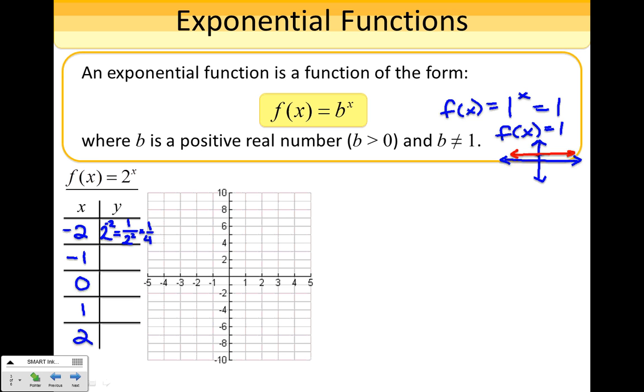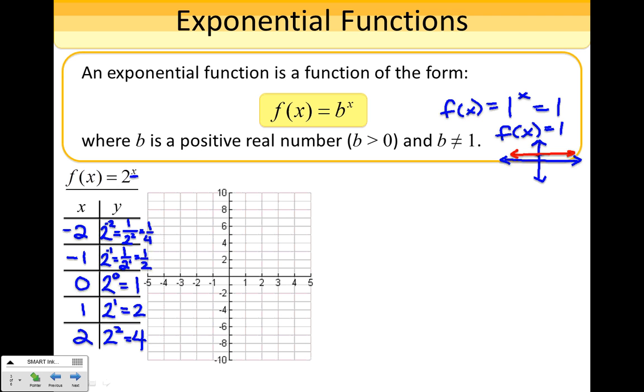Then I have -1, so 2 to the -1 is 1 over 2 to the 1st, so 1/2. 2 to the 0th power, we just talked about that law, that anything raised to the 0th power is always going to be 1. 2 to the 1st is 2, and 2 squared is 4. So I'm just plugging those x values into the x in my function.